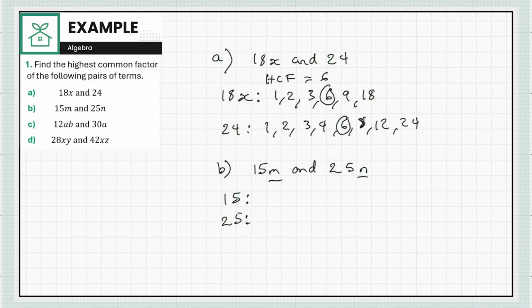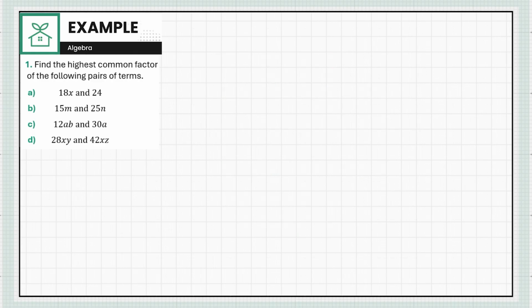Alright, so let's list our factors of 15. We have 1, 3, 5, and 15. For 25, it's going to be 1, 5, and 25. So the highest common factor here is just going to be 5. Alright. Now let's look at C.